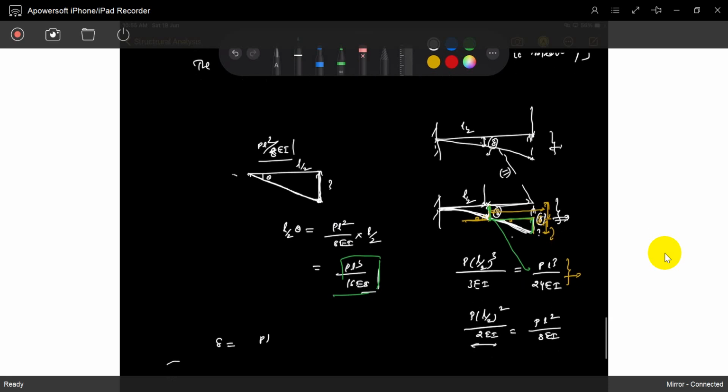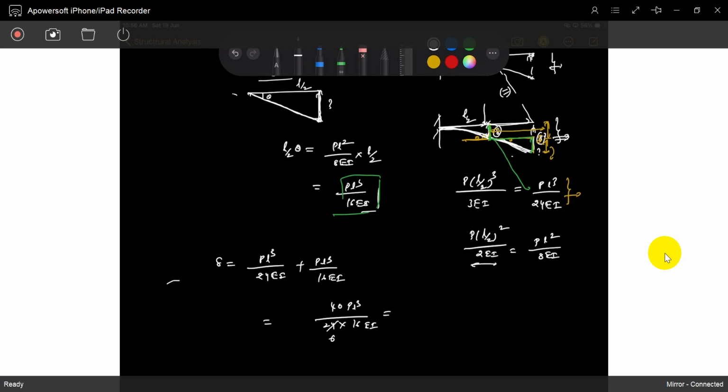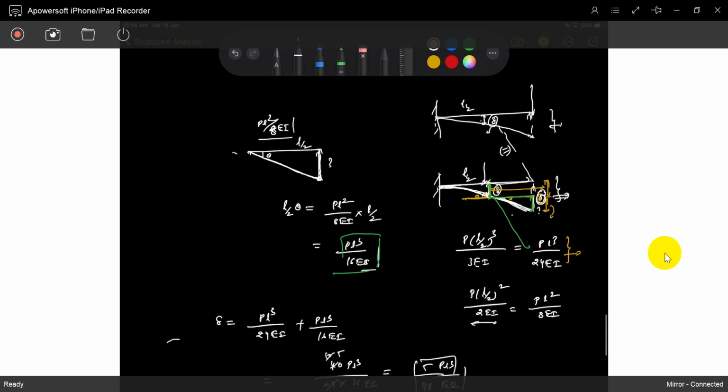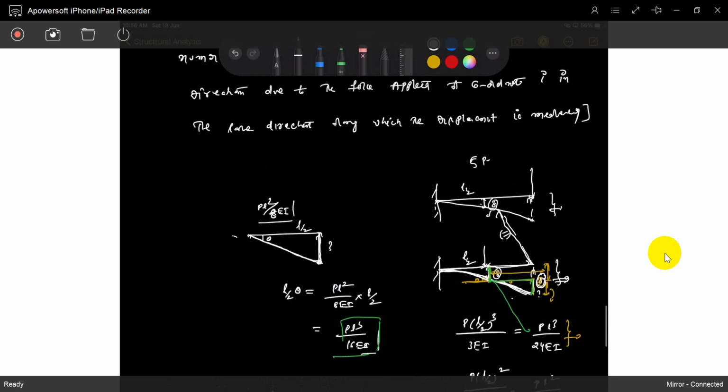So the total deformation is what? PL cube by 24EI plus PL cube by 16EI. What is the value? 24, 16: LCM 48. 2 plus 3, that is 5, so 5 PL cube by 48EI. That is the value. So this is the deformation, and this deformation is equal to the other deformation. Understood? So we can call it 5 PL cube by 48EI. That's it.